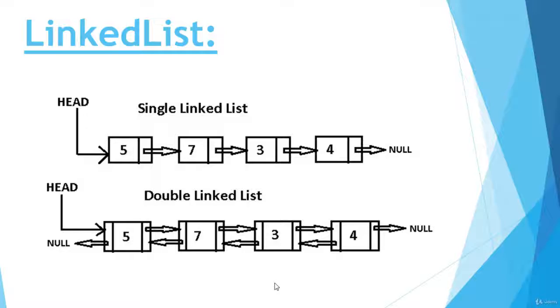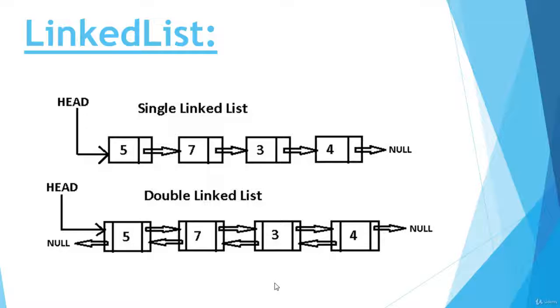And at the last node, in the address section we have null, because there is no node present after that node, so we put null in the address part of the last node. So this is the single linked list and the double linked list. I again repeat that a linked list is a data structure. It is a collection of nodes.